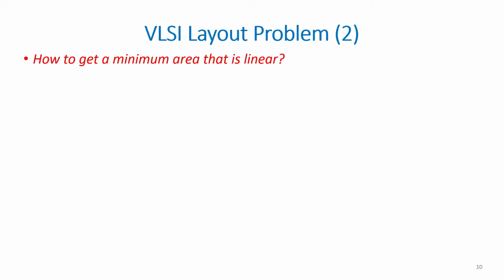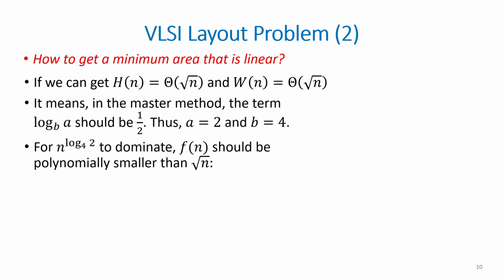So what do you think? What two functions come to your mind that their product would be n? Let us consider square root of n, because we know square root of n times square root of n is equal to n. So if we take the two functions to be square roots of n, then using the master method, we know that the term log base b of a should be 1/2. That means a should be equal to 2 and b should be equal to 4. So we would have n to the power log base 4 of 2, which would be n to the power 1/2, and that is equal to square root of n.